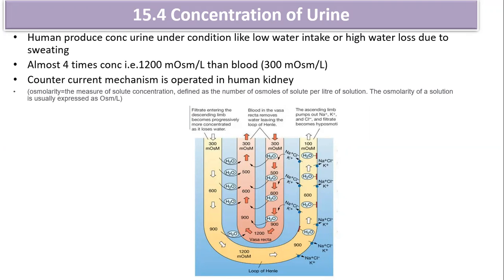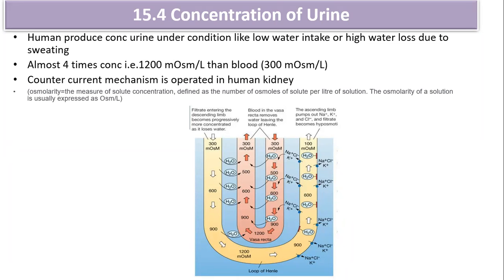In case of the vasa recta, the blood flows from the ascending to the descending part. You can see this is the ascending part, and the flow is from ascending to descending. Are you getting it? That is in the opposite way.